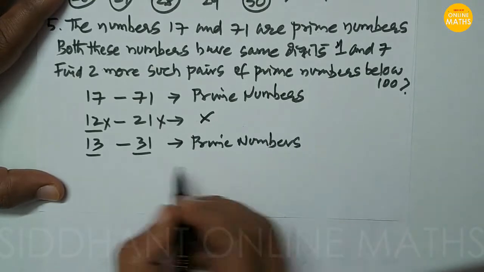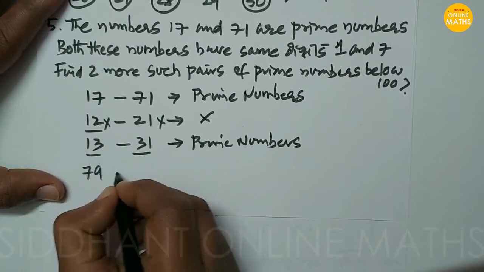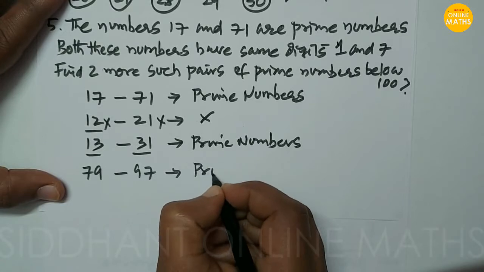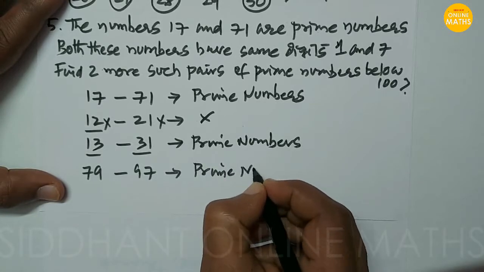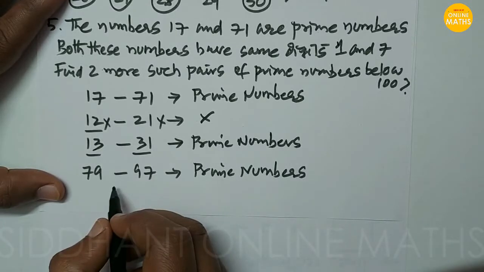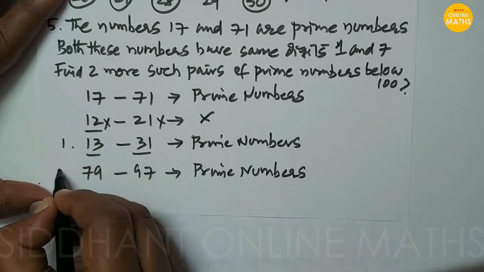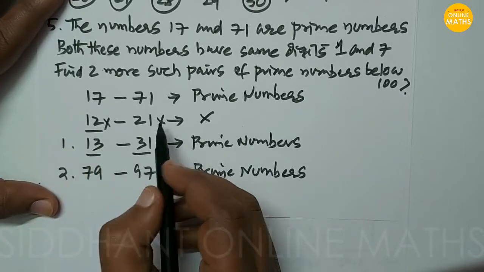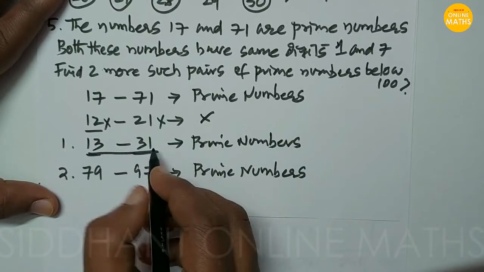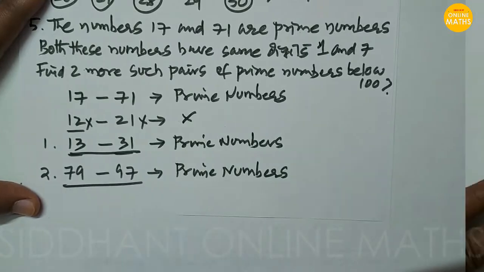So these two numbers are prime numbers. In the same way, when you take 79 and reverse it to 97, these two numbers are also prime numbers, because they have only the common factor 1. They asked for two such pairs. So this is the first pair, 13 and 31. This is the second pair, 79 and 97.